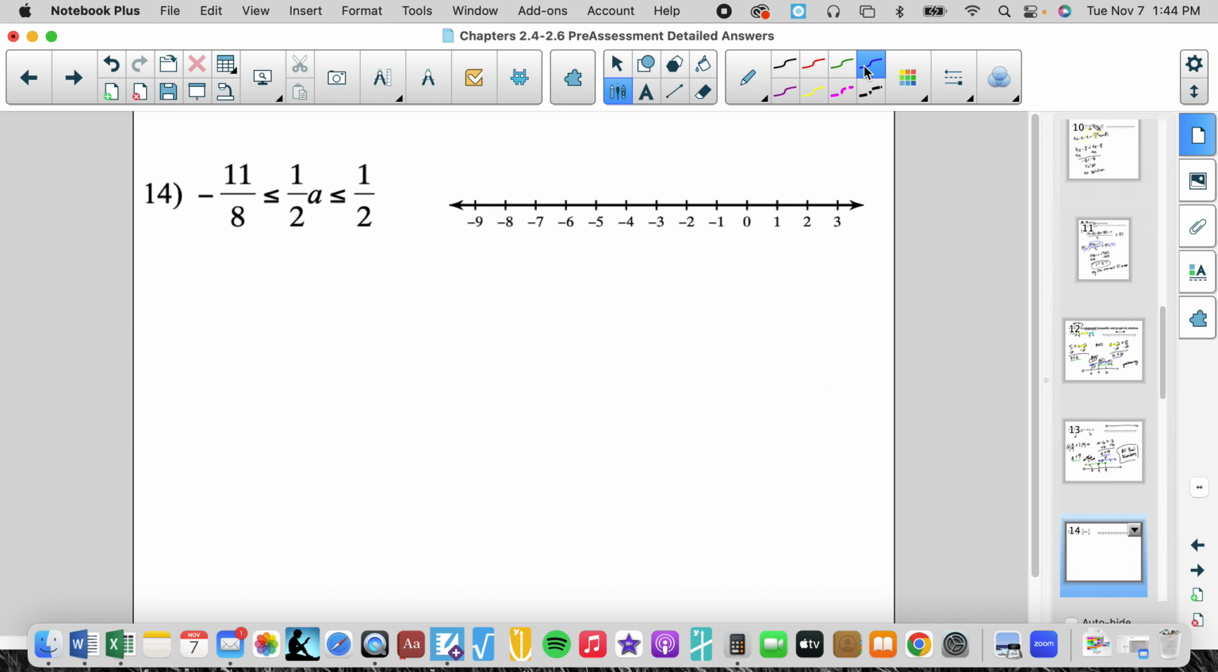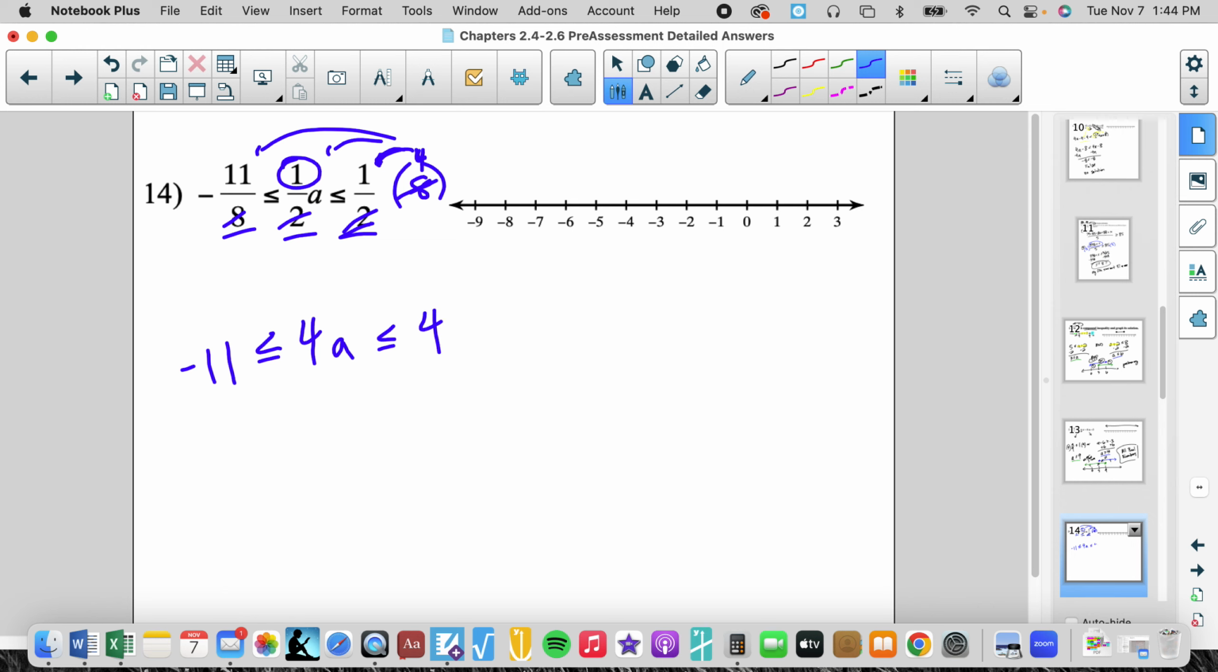I'm going to get rid of those denominators. 2, 2, and 8. So the common multiple is 8. I'm going to multiply each thing by 8. That cancels, so it leaves me with negative 11 is less than or equal to. When I multiply the 8 times this, it becomes 4, and I have that numerator. So that's 4a. When I multiply it by this, it cancels, and it's 4, and it is less than or equal to 4. Okay, that's cool. So, oh wow, I totally made the mistake. Sorry. I thought it was one statement. I didn't see that it was 2 statements.